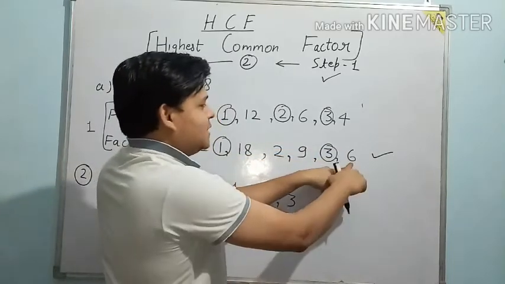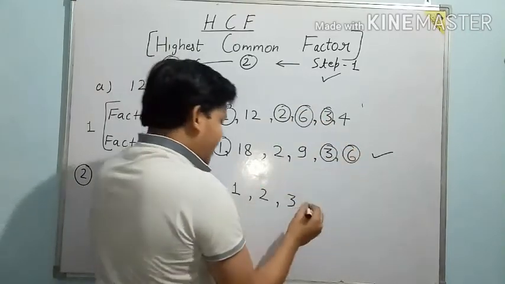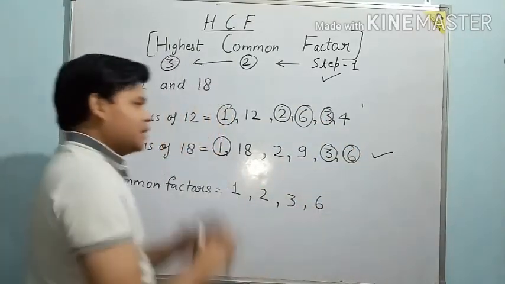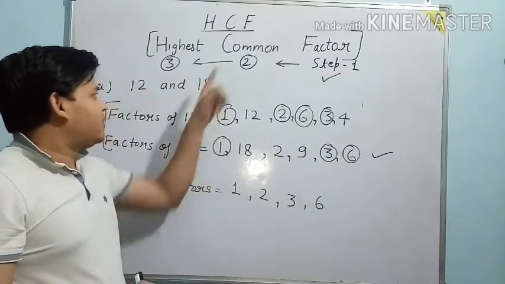Last number is 6. Then do we have 6 here? Yes, 6 is here, circle it and write here 6. That means here we have completed the next step, that means common.